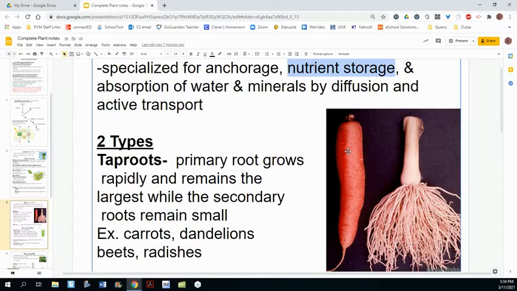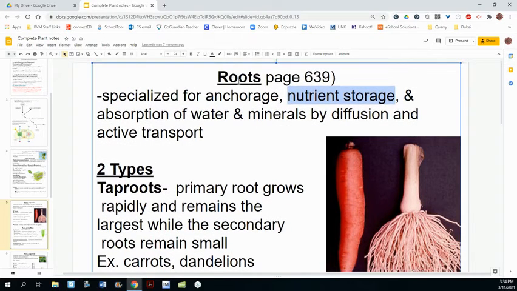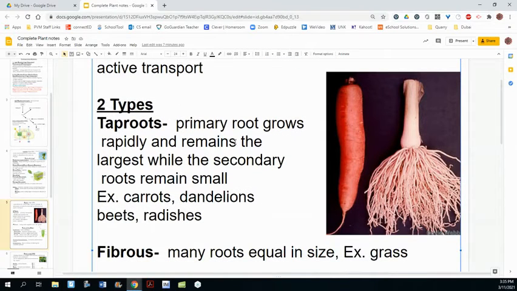where the plant will pack them filled with carbohydrates. Potatoes are examples of these. Parsnips, rutabaga, turnips, radishes. They're all specialized roots that have been designed to store nutrients. Roots also are designed for absorption of water and minerals. This happens by diffusion and active transport.